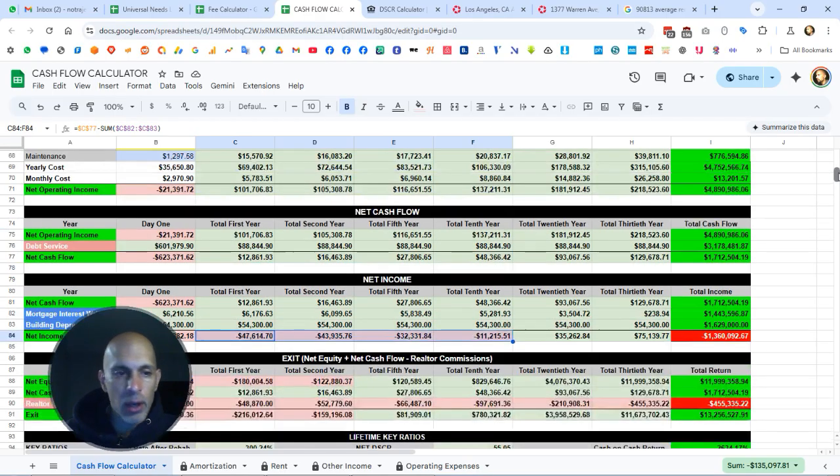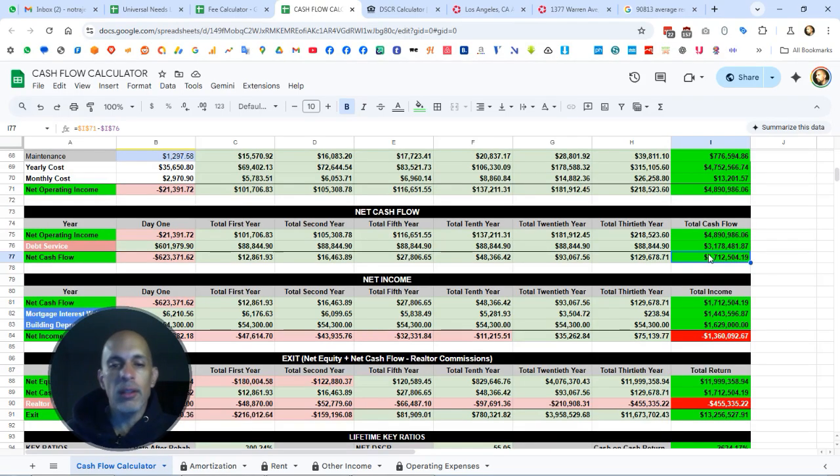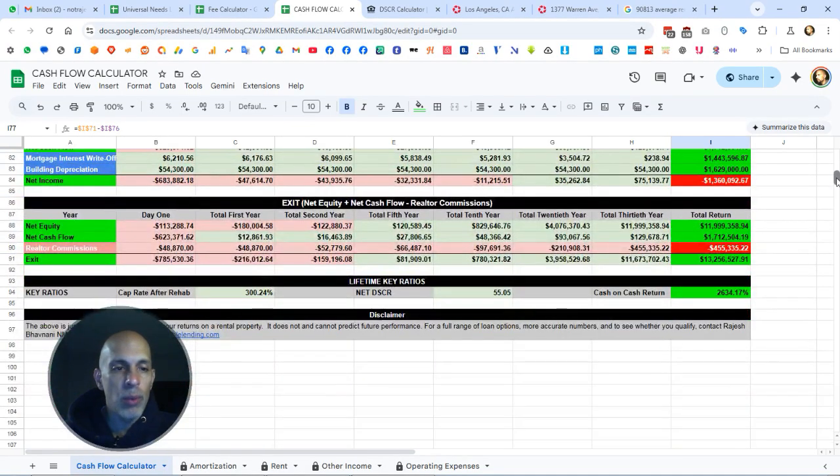But I do want to call attention to the cash flow again. So after 30 years, let's say you take all that cash flow, you put it under your mattress, it's not collecting interest, and you're not touching a single dollar from there. After 30 years, you're going to be left with $1.7 million, which is quite impressive compared to some of the other buildings we've evaluated on this channel.